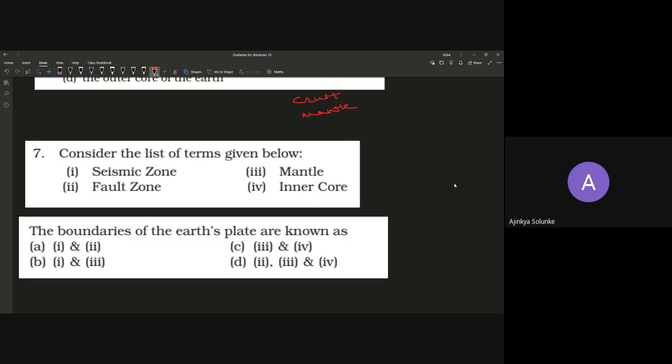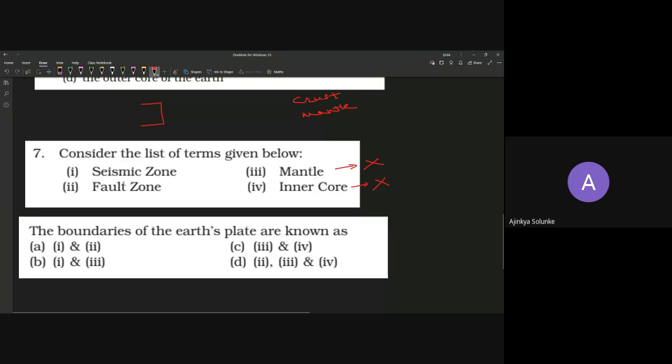They are just asking you from multiple options. See, inner core is present inside the earth, so this cannot be the option, right? Mantle is also present inside the earth. Again, it is not possible. So only two options are possible then. Correct? First and second would be the answer.